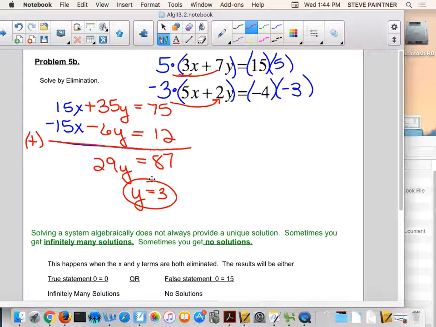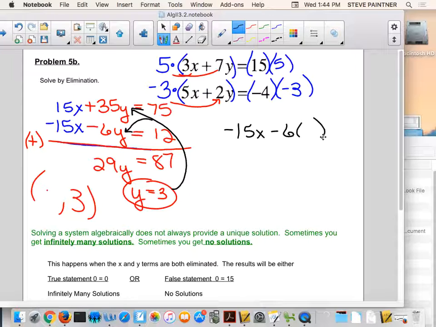So you're half done. You know the answer is 3 for y. What's x? We'll find out. Put it in here or down here? Bottom. Negative 15x minus 6 times what? 3 equals what? 12. Guys, I don't care where you put that 3. You either put it in the bottom or the top. It doesn't matter. You're going to get the same x value.